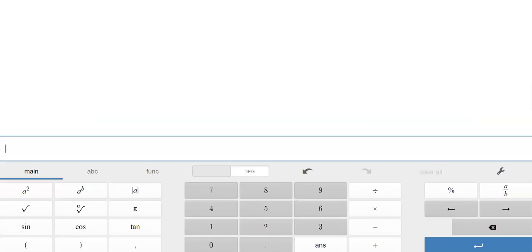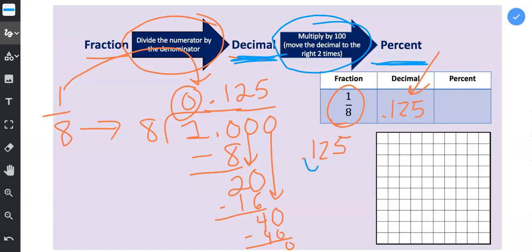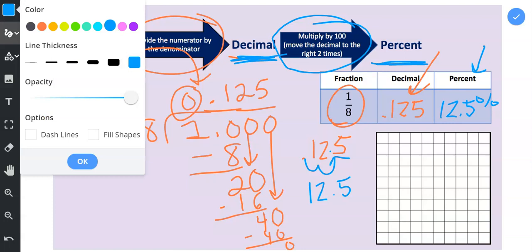So I take the 0.125, I multiply by 100, and multiplying by 100 moves the decimal twice to the right, making it 12.5. Let me show you. Once, twice, the decimal ends up between the 12 and the 5. So the percent is 12.5%. Remember, cent means 100, so we're really saying 12.5 per 100.